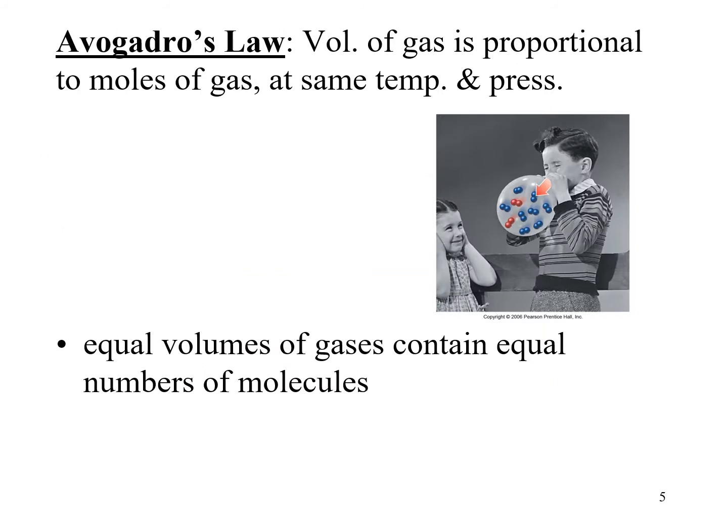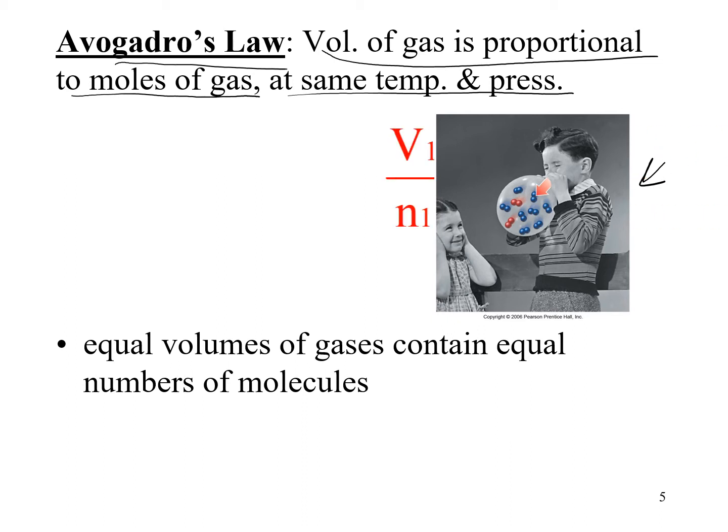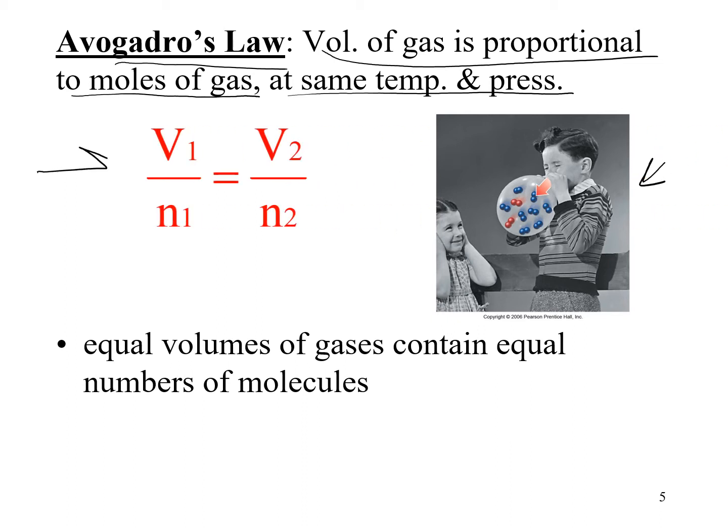Based on Avogadro's law, the volume of your gas is proportional to the moles of the gas at the same temperature and pressure. So we can look at this child here. If he had an empty balloon, we add more gas to it when he blows into it, so we're increasing the number of moles, and then our flat balloon gets to a blown up balloon. And our relationship here is Avogadro's formula, V1 divided by N1 is equal to V2 over N2.